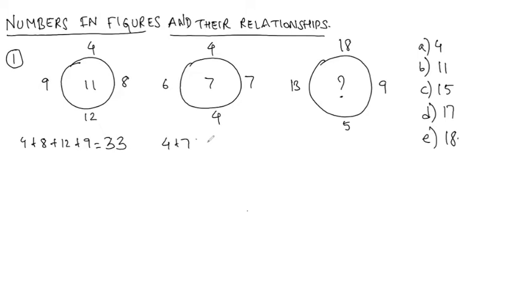4 plus 7 plus 4 plus 6. 4 plus 7, 11. 11 plus 4 is 15. 15 plus 6 is 21. Yes. Next sum we'll do. 18 plus 9 plus 5 plus 13. 18 plus 9, 27. 27 plus 5 is 32. 32 plus 13 is 45.